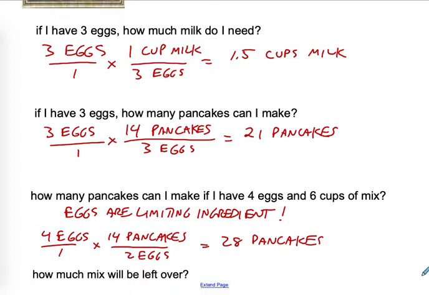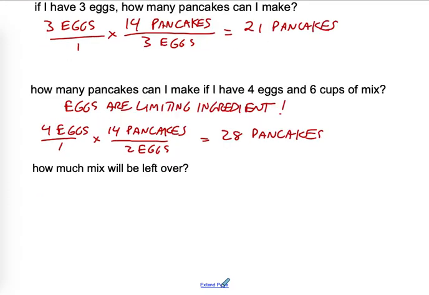But then that asks the question, how much mix will be left over? Well, what determines how much mix will be left over is how much I started with, namely 6 cups, and how much gets used up. What controls how much mix gets used up? Well, of course, the limiting ingredient, which is eggs.